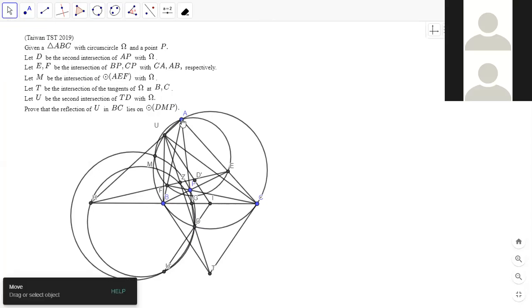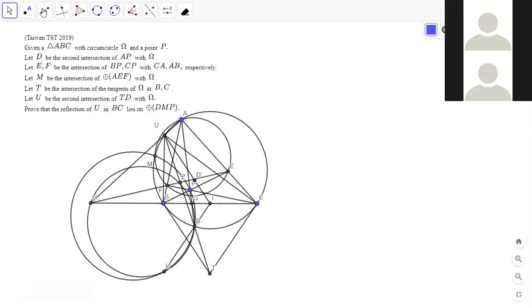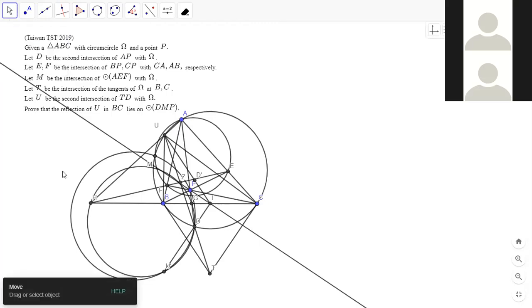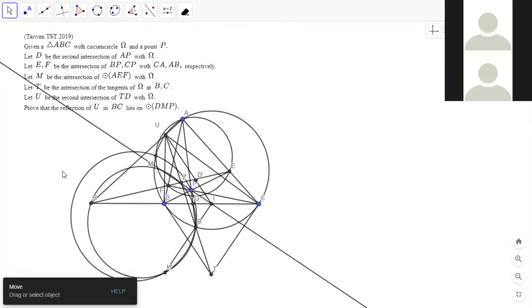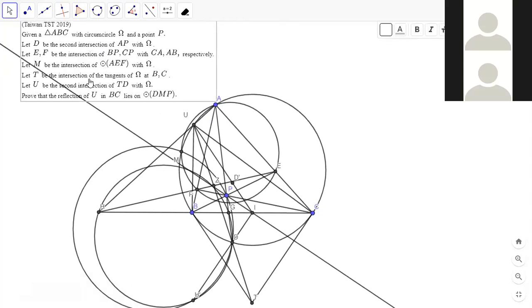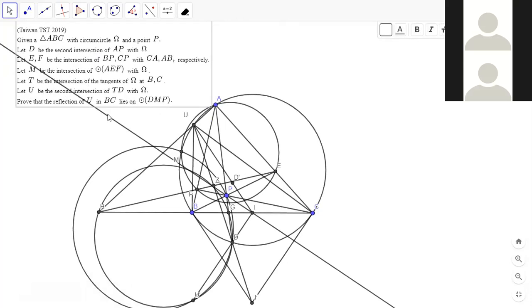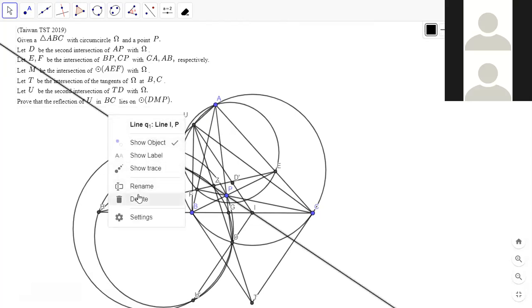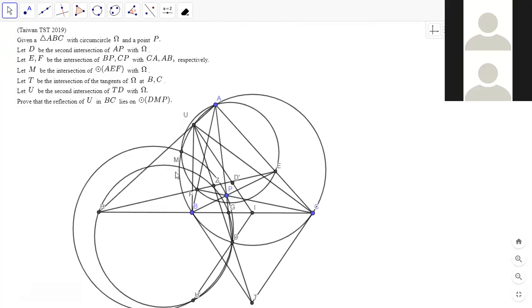Yeah, that circle looks like it. Can you draw IP? The whole line or just a segment? Yeah, whole line. Okay. Oops. It won't be useful, I guess. You can also delete the circle, the new one.